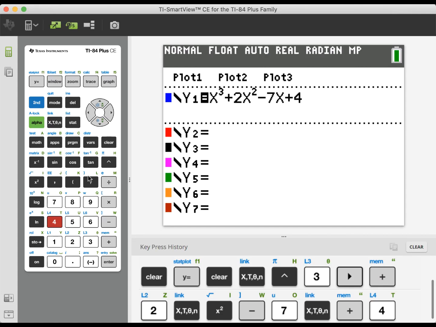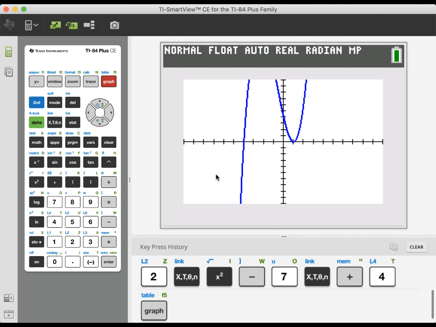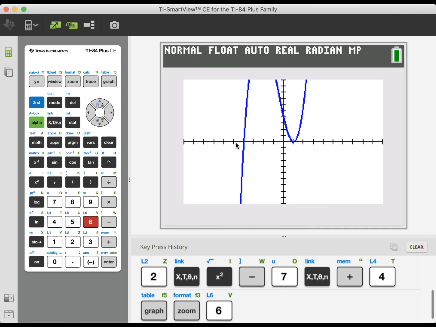And to find zeros, we just need to find where the function either crosses or touches the x-axis. So if you press graph, you're going to get a graph of this function. Now, notice that you might not be able to see everything here. That's fine. Or you might have a different window than this. If so, just press zoom 6, and zoom 6 will take you to the standard window of -10 to 10 for the x's and -10 to 10 for the y's.